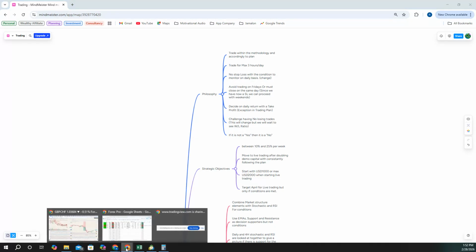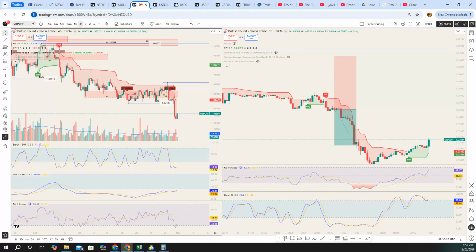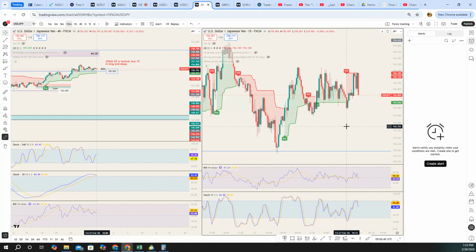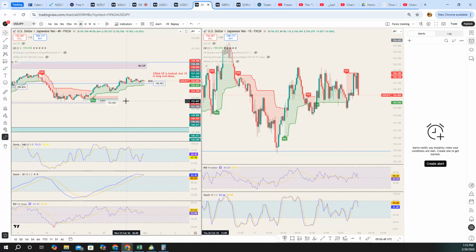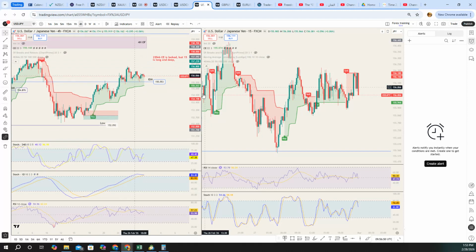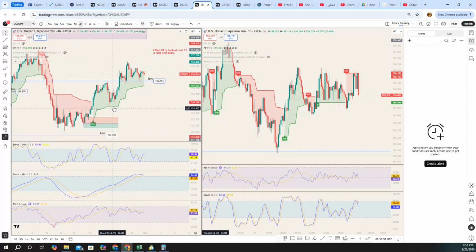Let's take a look at what would have happened. The USD JPY. Okay, let's look at it here on the 4 hour, and yeah, it's bad. It's really bad. It's still very bad. And I thought this might create a head and shoulders, but it's not until now, and it's still going up.